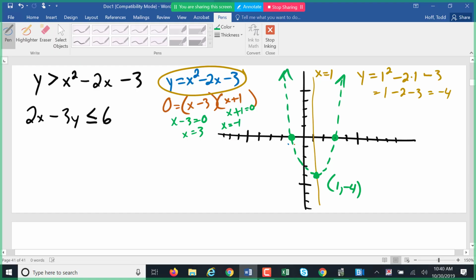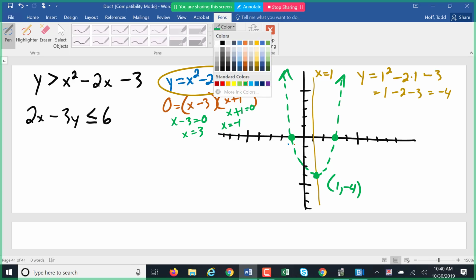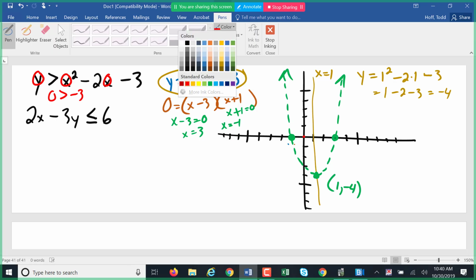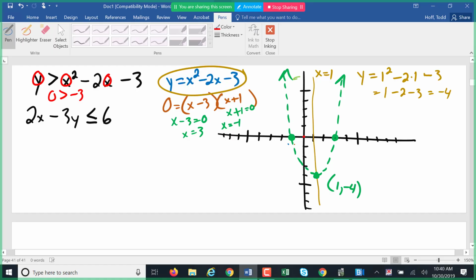We either need to shade inside the parabola or outside the parabola. 0, 0 is inside the parabola, so let's put that in. So y is 0, x is 0. Well, that's saying 0 is greater than negative 3, which is true. So that means we shade inside the parabola. So that's where this is all shaded up.